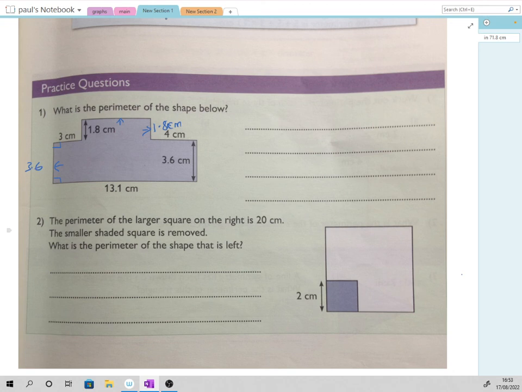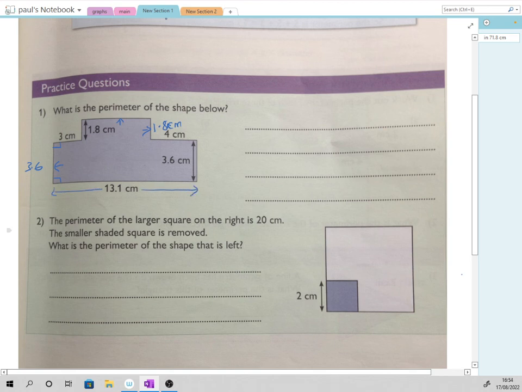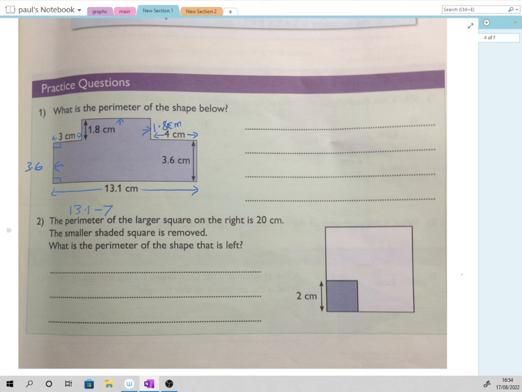Now what about this one at the top? Now all the way across, this one is 13.1, and we've got this bit here and this bit there. So that bit in the middle is the difference between these two added together and the whole width of the shape. So there's 7. So if we go 13.1 take away 7, what do you think that is? It's 6.1. So this will be 6.1 centimeters. So we now have all the sides we want.